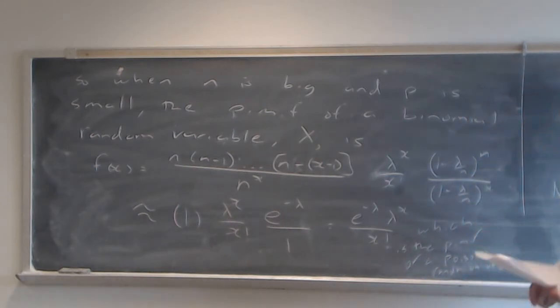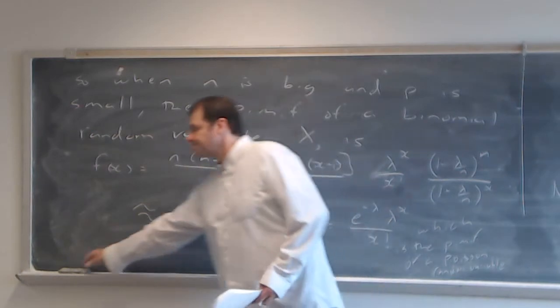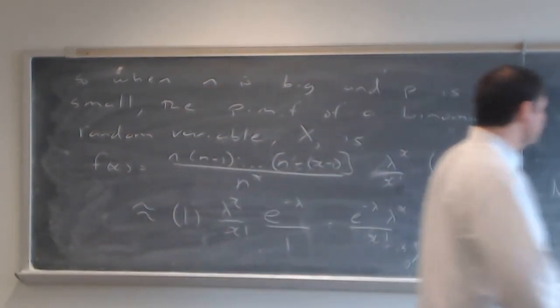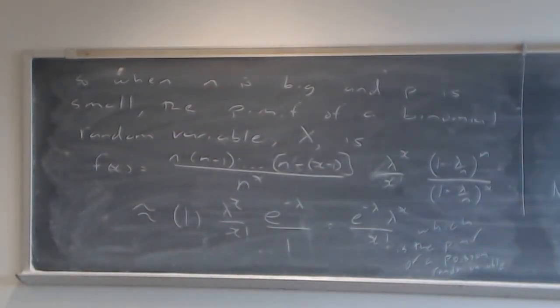Well, that's maybe more than a sketch of the proof. Let's do an example. We've done an example of Poisson, so let's move on to the next type of discrete random variable that I want to talk about during this lecture, and that's geometric.